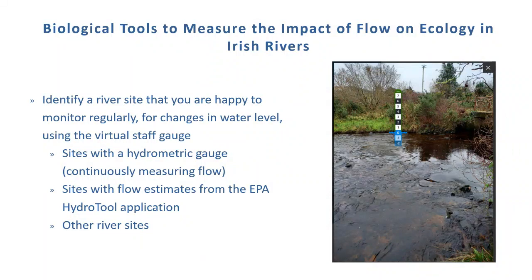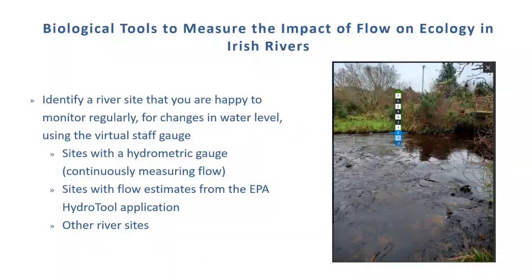In relation to the sites that you might choose, I've just listed a hierarchy of sites here. So firstly, if your site has a hydrometric gauge close by, and that hydrometric gauge is working and continuously monitoring flow, that's probably the most useful type of site for us, because then we can compare the data that you gather using the CrowdWater app with the actual flow measurements from the hydrometric gauge at that site.